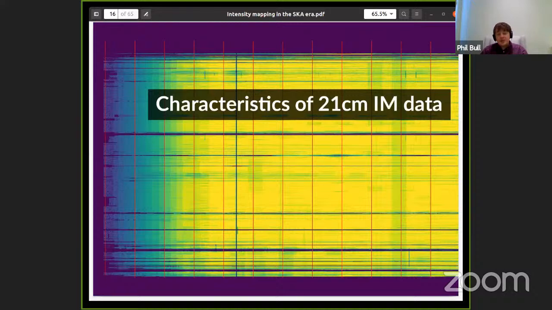Okay, so on to the next part of the talk. That was all the basics out of the way and some of the experimental landscape. Now I just want to show you a few characteristics of real 21 centimeter data and a way you can think about what these data look like theoretically.